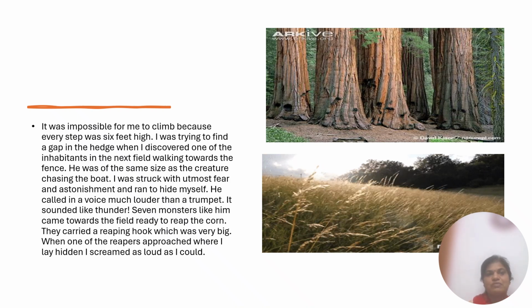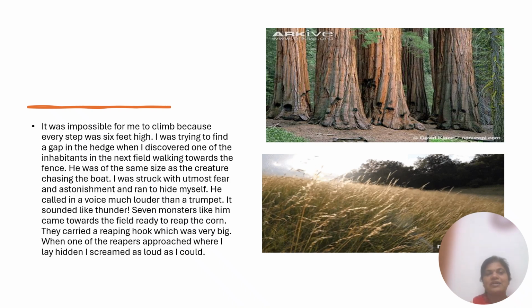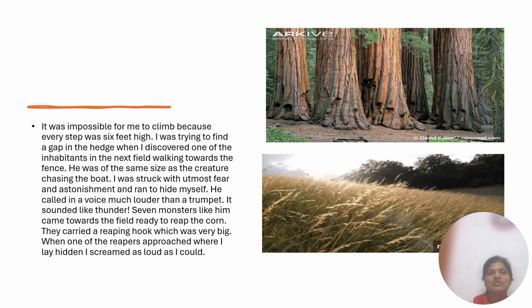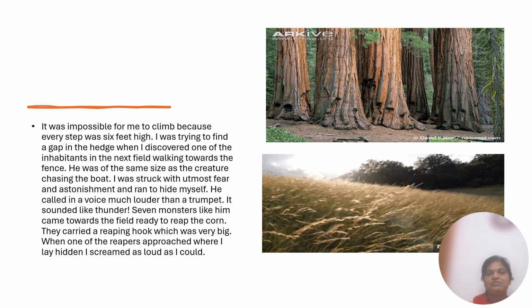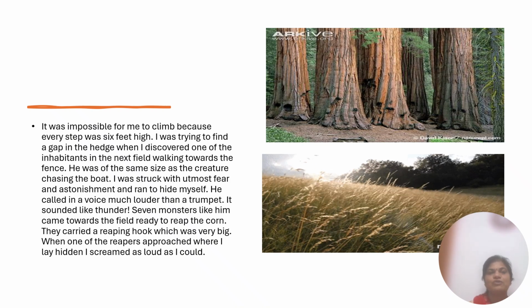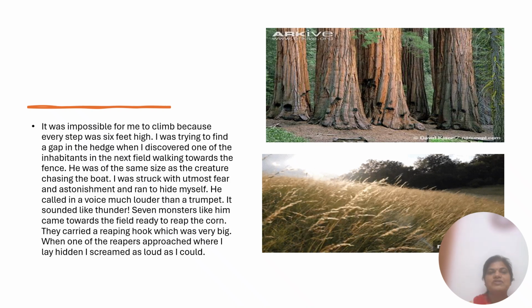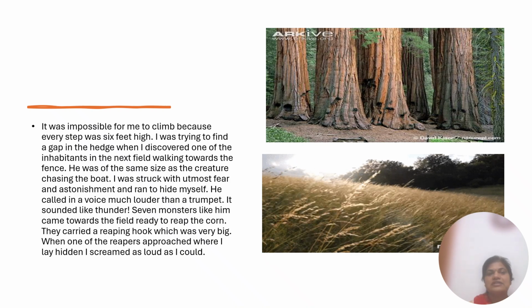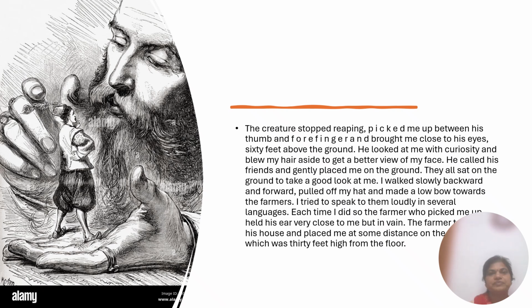He called in a voice much louder than a trumpet. It sounded like thunder. Seven monsters like him came towards a field ready to reap the corn. Reap means to cut the corn. They carried a reaping hook which was very big. When one of the reapers approached where he lay hidden, he screamed as loud as he could. The creature stopped reaping, picked him up between his thumb and forefinger, and brought him close to his eyes, 60 feet above the ground. So he was so curious to see such a tiny creature. He looked at him with curiosity and blew his hair aside to get a better view of his face.